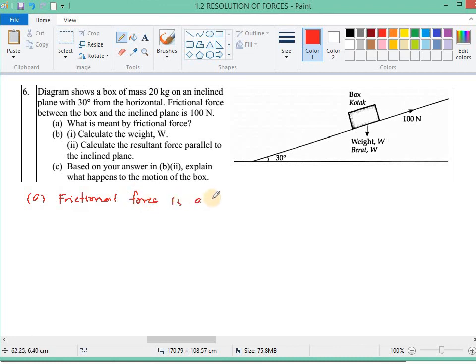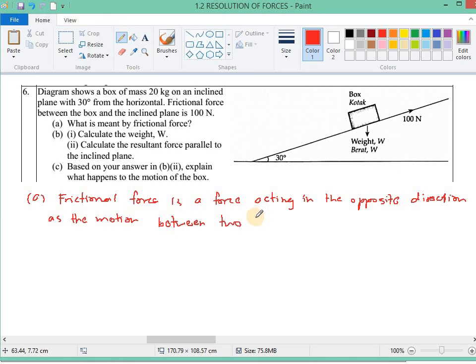Frictional force is a force acting in the opposite direction as the motion between two surfaces in contact.